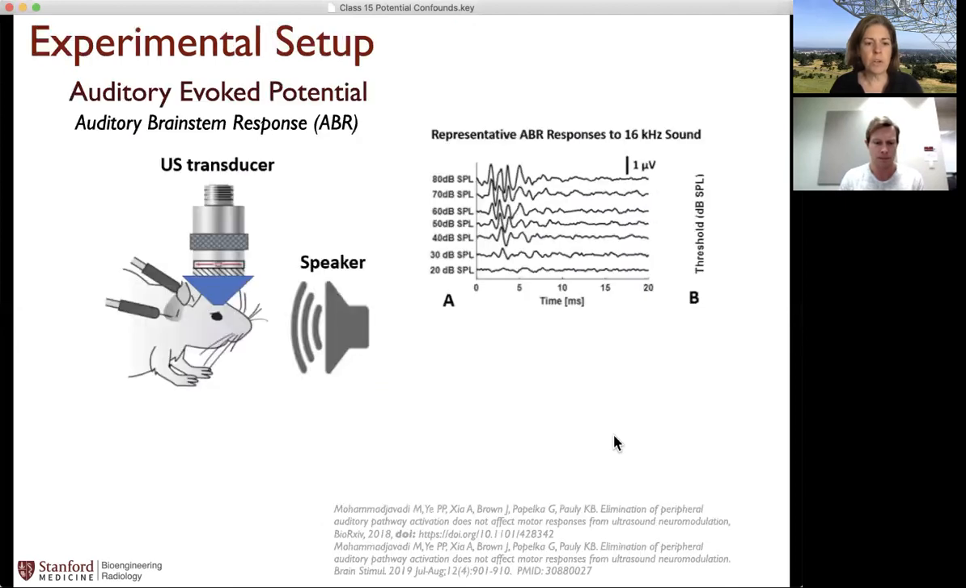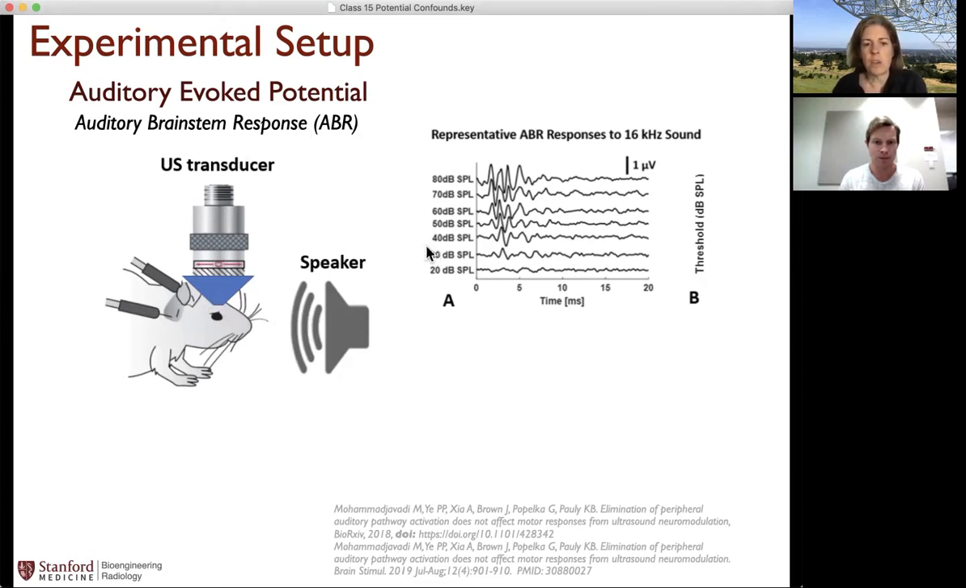And so we did some work looking at measuring the auditory brainstem response. This is just a matter of putting subcutaneous electrodes in the back of the animals. We were able to apply sound to the animals as well as apply ultrasound to their head. So we did both. First of all, let me just walk you through how this ABR works.